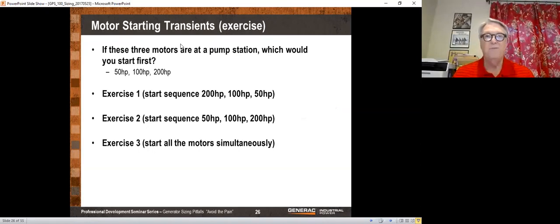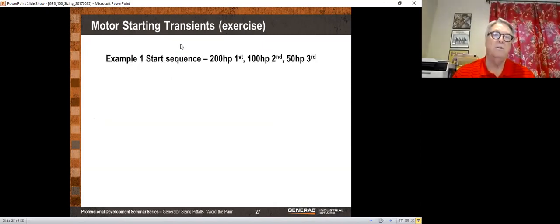Well, let's do some examples here. Now, you don't have to do these things. You can just let the computer software do it for you. But I think it's helpful to go through this example so that we understand how this all works. So we've got 3 motors, a 200 horsepower, a 100 horsepower, and a 50. Should we start the 200 first, the 100, then the 50? Or should we start the 50, then the 100, then the 200? Or should we start all motors simultaneously? Well, I've got a good idea. Let's do all 3.